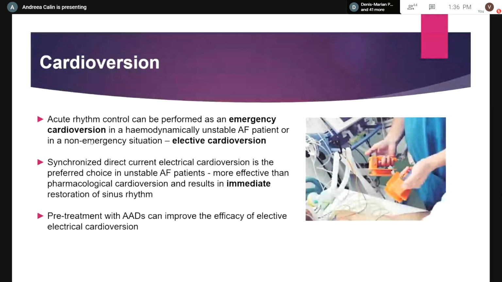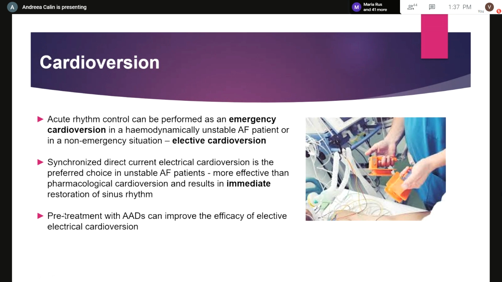We can do this by cardioversion. In the acute phase, it can be performed as an emergency cardioversion in a hemodynamically unstable patient, or in a non-emergency situation as elective cardioversion. We should use synchronized electrical cardioversion in all patients with atrial fibrillation, and it is more effective than pharmacological cardioversion and results in immediate restoration of sinus rhythm. Of course, the patient may have recurrences of atrial fibrillation afterwards, but for the moment, the cardioversion may be successful.